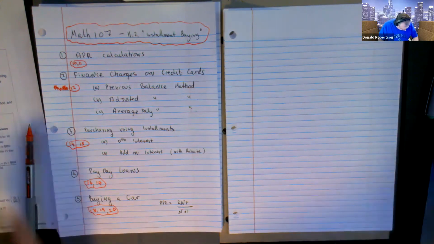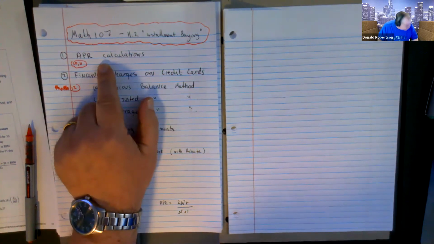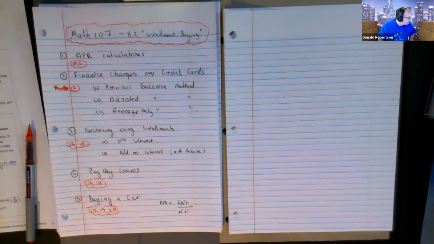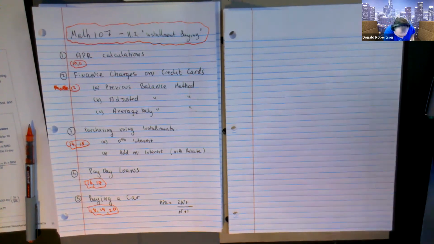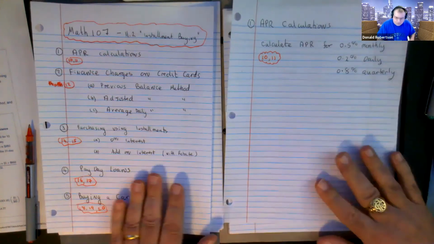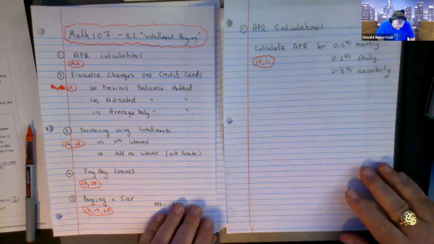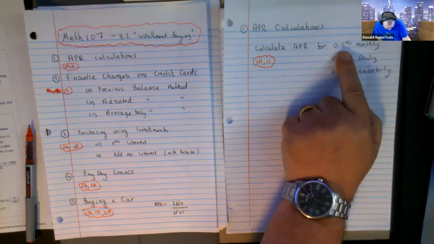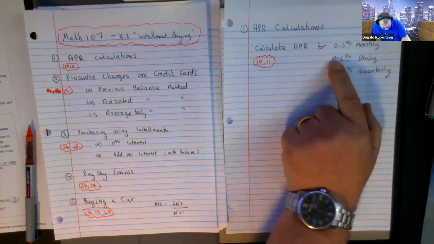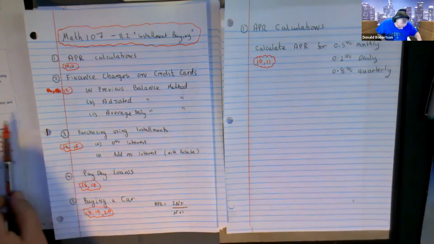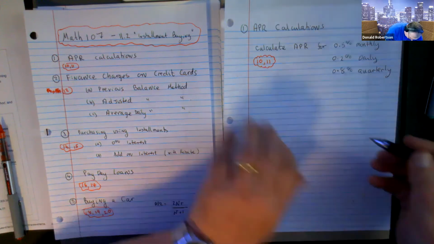So let's get started with the first one, questions 10 and 11. And these are APR questions. Oh, I already kind of prepared some. Here are some examples of very simple APRs. If you are told what the interest rate is monthly, daily, quarterly, whatever it is, then you can get the annual percentage rate, the APR.